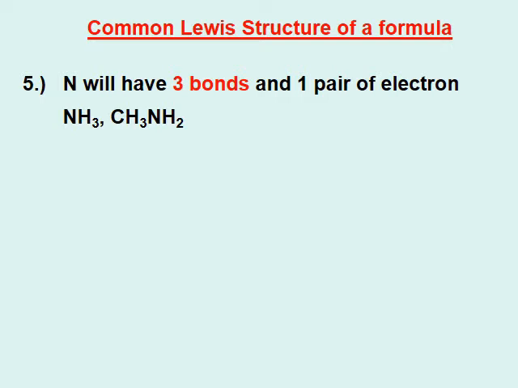Now if it is a neutral nitrogen containing compound, you must assign 3 bonds and 1 pair of electrons. Again, that gives 8 electrons around nitrogen. Let's draw this compound. It's called methylamine, CH3NH2. So what I'm going to do first is carbon and nitrogen. I'm going to make that bond. And now I'm going to have 3 bonds for 3 hydrogens.